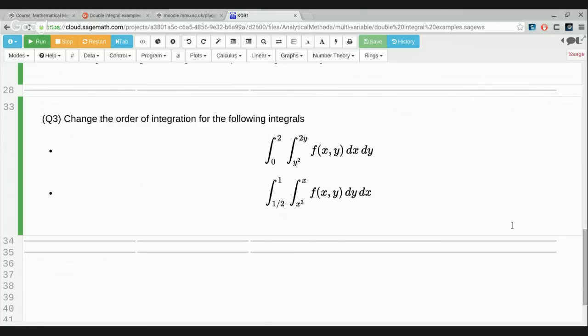Do discuss this, of course, with your neighbors, and you'll want to get a nice plot or a nice sketch of the region. Any questions about the previous example or anything I could answer for you?